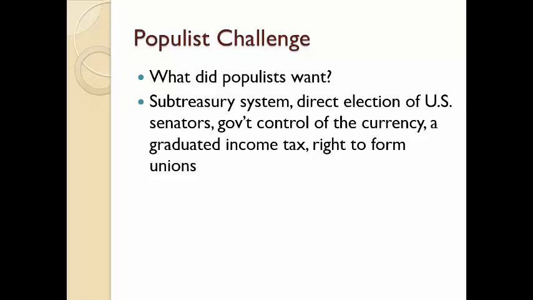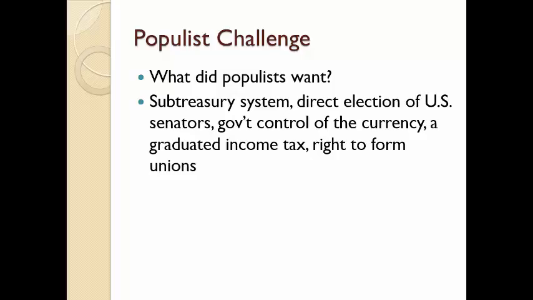Well, they wanted to do away with that. They wanted to get off of the gold standard. The reason for that is with a looser money policy, it makes debts less important, and we'll talk about why in just a second. But they wanted government control of the currency and not relying on the gold standard.